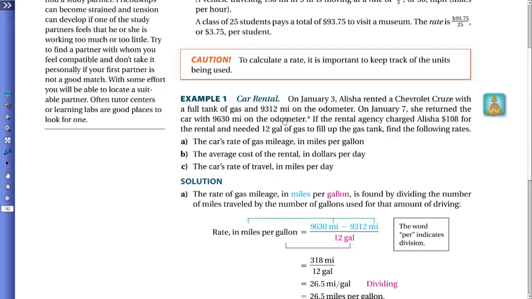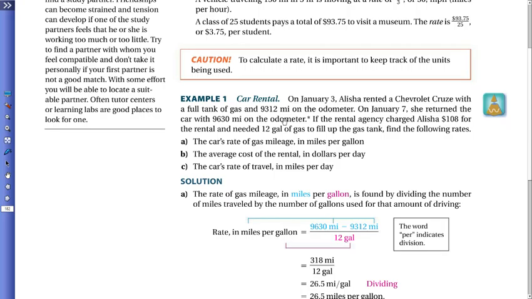Well, in this example, car rental, it says on January 3rd, Alicia rented a Chevy Cruze with a full tank of gas and 9,312 miles on the odometer, which indicates how much distance that car has traveled.